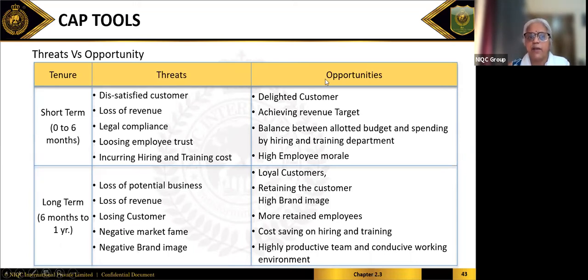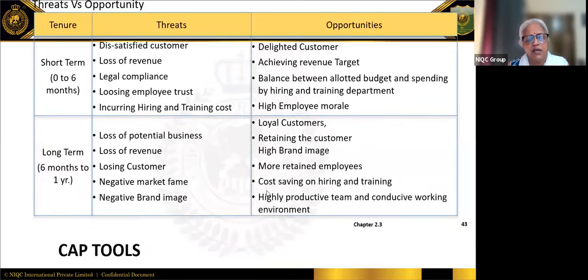And in the short term, I may get a delighted customer. I may start meeting targets. I may make a balance between all the expenditure and the benefits. And I may have high employee morale. In the long term, I may end up with loyal customers. I may get increased business from them. I may have more business from different verticals. I will have a higher brand image. So all of that can happen in the long term.